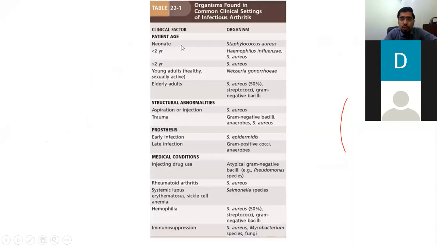At the end, I want to show you this table, 22.1 from Campbell. Try to memorize this table, especially the initial part. And you must know that this is about septic arthritis and not osteomyelitis. So the organism for osteomyelitis is different from septic arthritis. Less than 2 years, Haemophilus influenzae; neonate, Staph aureus; more than 2 years, Staph aureus. So group B streptococcus is for osteomyelitis and Staph aureus is for septic arthritis.